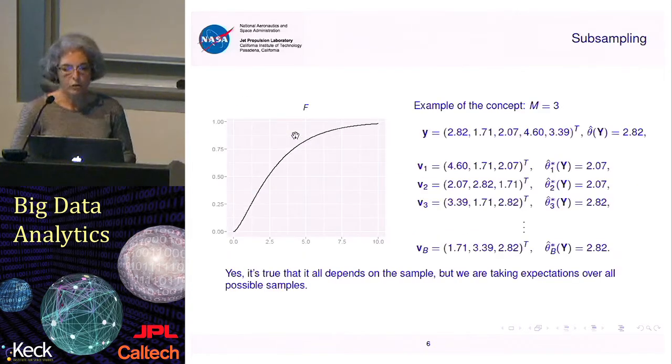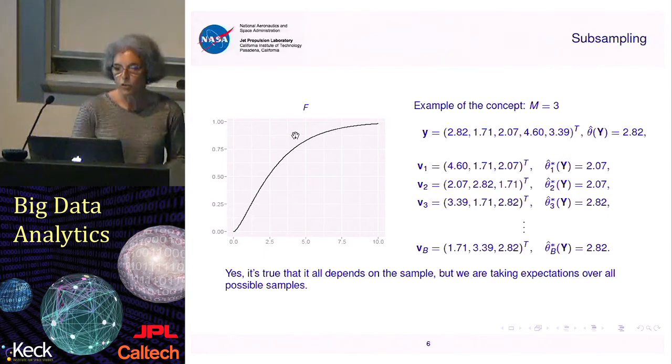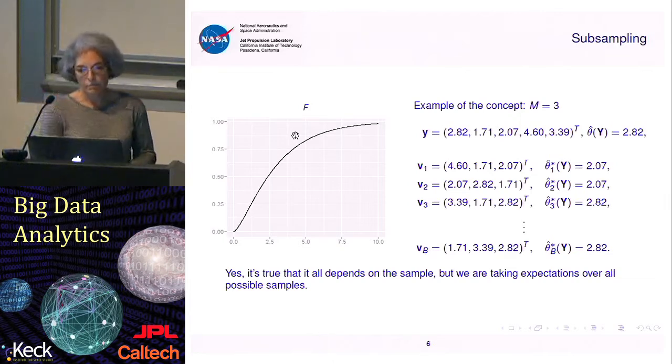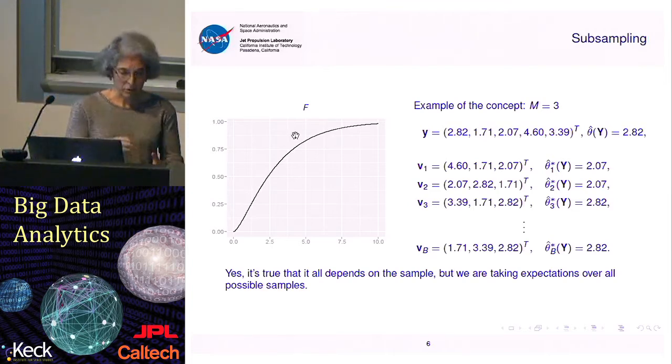So here's a cartoon illustration of subsampling for a really simple example of an original sample of size 5, like we had with the bootstrap, and a subsample size of 3. So here, the top line is the original sample, 2.82 is the median of the original sample, and then I've shown V1 to VB as the subsamples and their corresponding medians, and I've replaced the empirical distribution function on the left with the true distribution function of a chi-square 3 in order to make the point. And I alluded to this already.